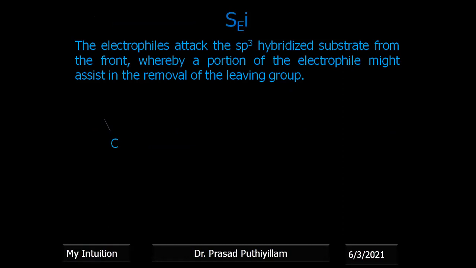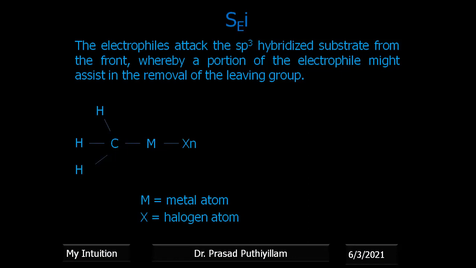First, we'll see what an sp3 hybridized substrate is. We know that if all four valencies of a carbon are satisfied by single or sigma bonds, we call it sp3 hybridized. Here it is connected to a metal, then to an Xn. Here M represents the metal, X is a halogen atom, and n represents the number. It may be 1, 2, 3, etc., because many halogen atoms can be connected to the metal based on its valency.